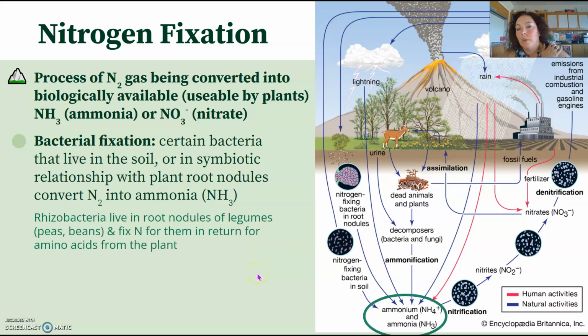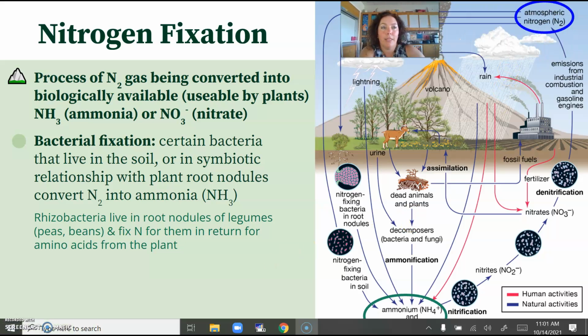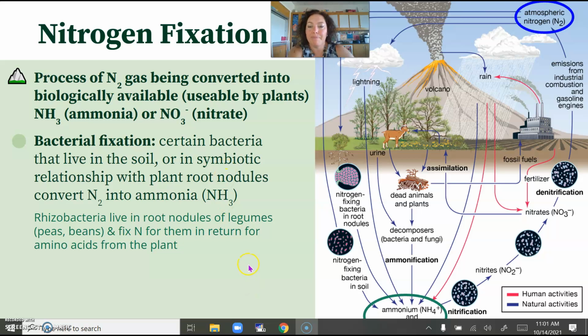animals. Specific bacteria like rhizobacteria live in the root nodules of peas and beans. They actually take nitrogen in for the plant and then allow it to utilize that right away. I'm going to move my little face here so you can see this diagram.